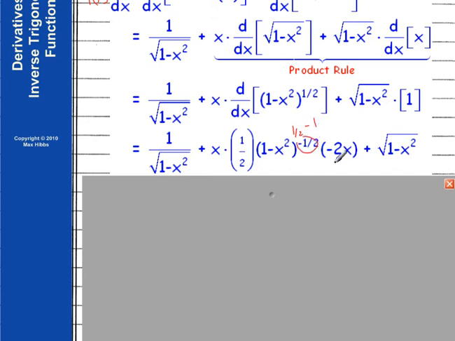Okay? But then we cannot forget that we were using the chain rule. So we've got to multiply with the derivative of 1 minus x squared. And the derivative of 1 minus x squared is negative 2x. So everything in here is the derivative of the square root of 1 minus x squared. And then, of course, we just have plus the square root of 1 minus x squared here at the end.